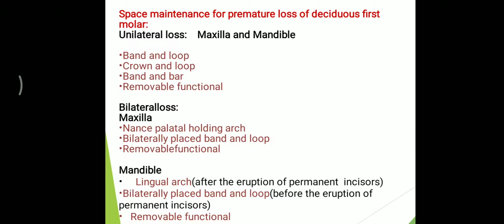Now let's see about the space maintenance for premature loss of deciduous first molar. Unilateral loss for maxilla and mandible: band and loop, crown and loop, band and bar, and removable functional. And for the bilateral loss, in case of maxilla, we go for Nance palatal holding arch, bilaterally placed loop, band and loop, removable functional. And for the mandible, it's lingual arch after the eruption of permanent incisors and bilaterally placed band and loop before the eruption of permanent incisors, and removable functional.